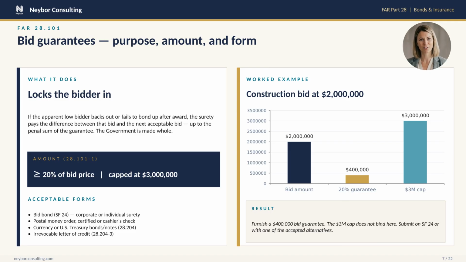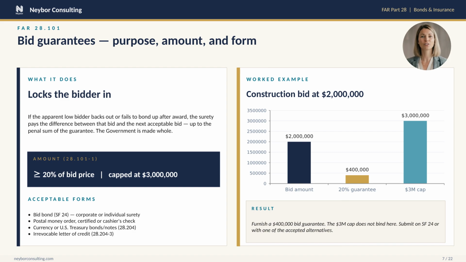Look at the worked example on the right. A $2 million construction bid means a $400,000 bid guarantee. The $3 million cap does not bind here. The contractor would submit a Standard Form 24 bid bond, or, if they prefer, a $400,000 cashier's check or an irrevocable letter of credit in the same amount.